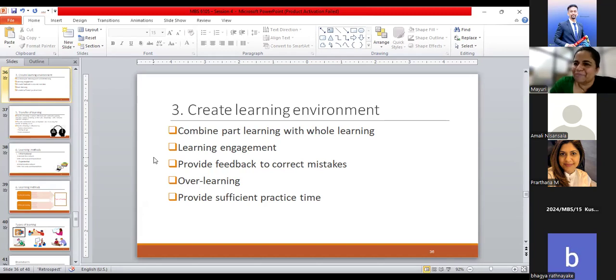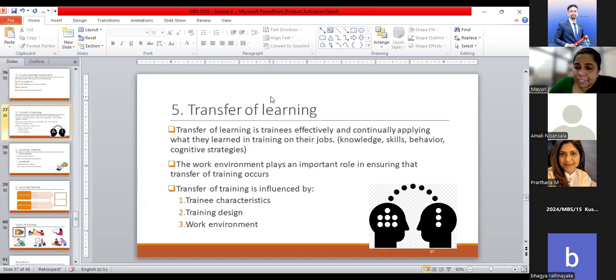Right? So that I am aware. So the learning environment matters a lot, whether it's a facilitative, engaging, active learning environment. But we will try our best. Learning environment. Right? And then the next step, transfer of learning.